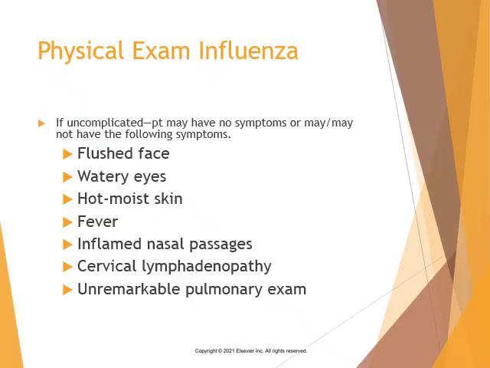Physical exam. If it's an uncomplicated influenza, the symptoms may be mild, or they may have some but not all of these symptoms, but a flushed face, watery eyes, their skin hot, moist, running a temperature. If you look in their nasal passages, you'll see red and inflamed nares, the mucosa in there. When you're assessing lymph nodes, you'll find cervical lymphadenopathy and pretty much an unremarkable pulmonary exam. You know, the lungs don't sound bad.